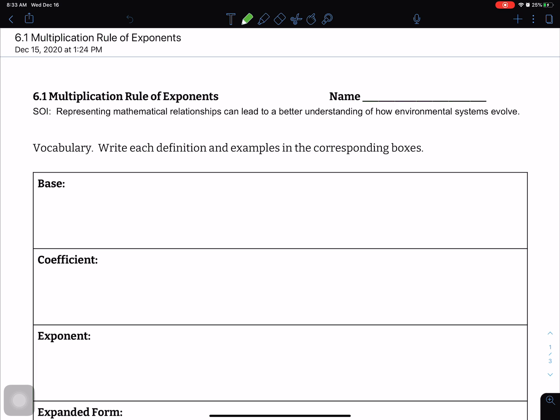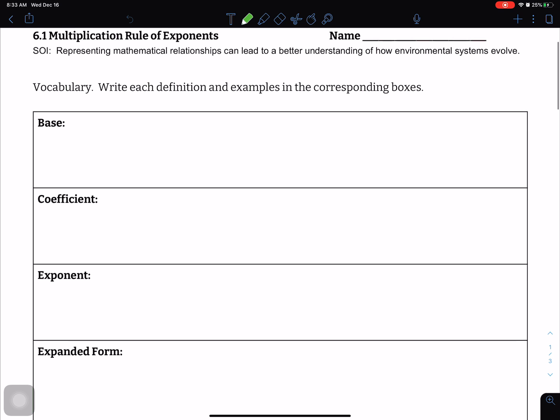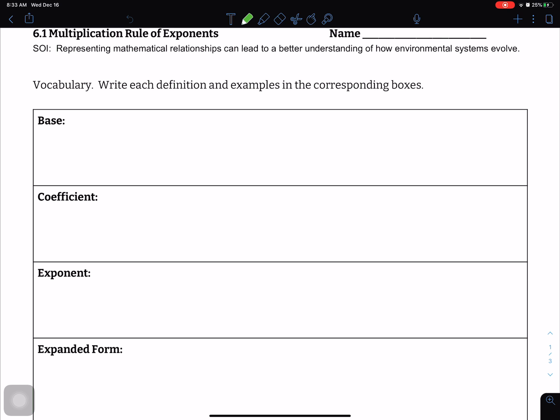First thing I want to do is go through some vocabulary to make sure that you have the basics of what we're working with in this unit. Some of these words, such as base, would mean something different, for example, in a 3D figure, than it does in how we're using it. So I'm going to focus the vocabulary for what we're using. Base is what is being raised to an exponent.